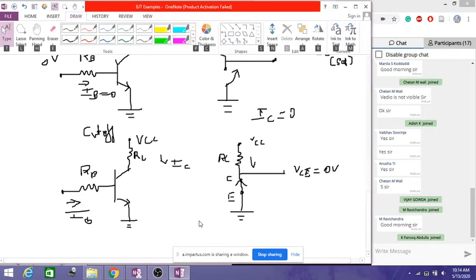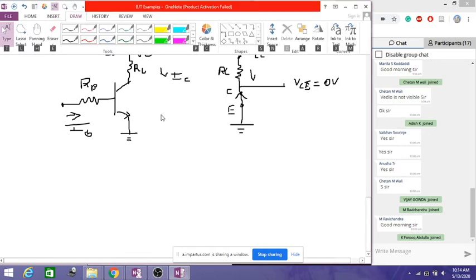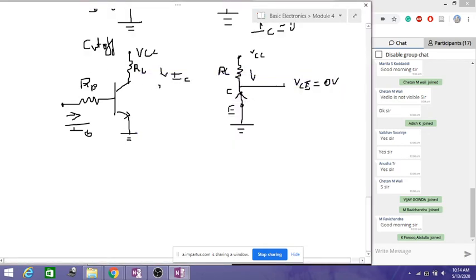Then the current flows. The current flow equation can be written in this way. If you apply Kirchhoff's voltage law here, we will get the equation for current as, let me write something like this: minus VCC, then this is NPN, so this is plus VCE saturation, then it is plus IC into RC. So this is the equation which you will get, which is equal to 0.